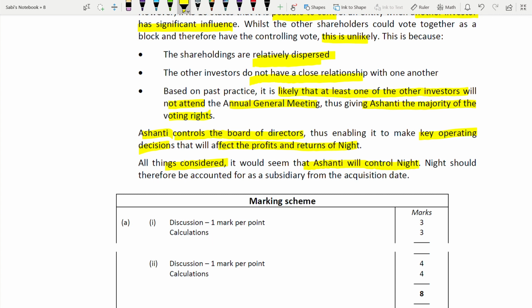So control means what? Subsidiary. Always remember, control means subsidiary, therefore consolidation. Control means subsidiary, therefore consolidate. I'm repeating over and over again so this is in your brain, it fits inside your brain, and you remember it and never forget it till the day of your exam. Night should therefore be accounted as a subsidiary from the acquisition date. Now we have finished question number 8.